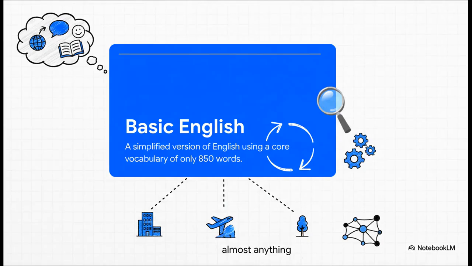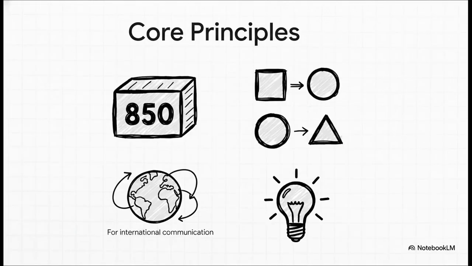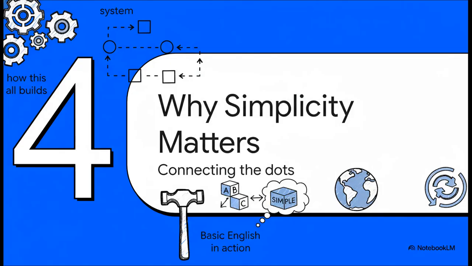So what is it? Well, Basic English is basically a stripped-down, simplified version of English. It operates on a core vocabulary of just those 850 essential words. And the whole point is to be able to explain almost anything using just this limited, foundational set of terms. The whole philosophy behind it is pretty brilliant. You have your 850 core words, you use simple grammar rules, and the whole system is built so that people all over the world can communicate clearly and so that complex topics can be taught in the most direct way possible.